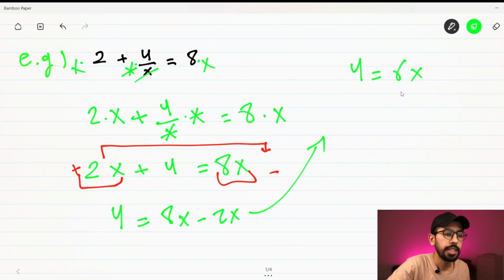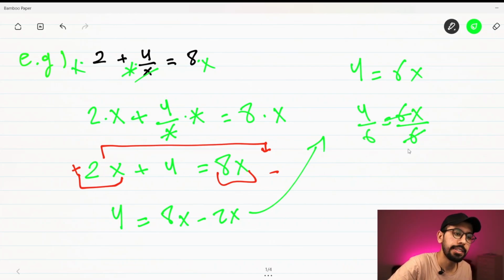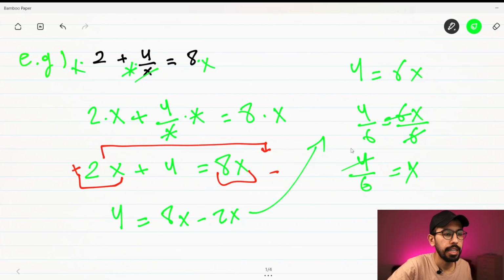So what can we do now? Divide both sides by 6 in order to get rid of this 6 from this side, and it will be in the denominator on the other side. So it will be 6x over 6 equals 4 over 6. This 6 will cancel this 6, and we will have x equals 4 over 6. Dividing by 2, it's 2 over 3, so our x equals 2 over 3.